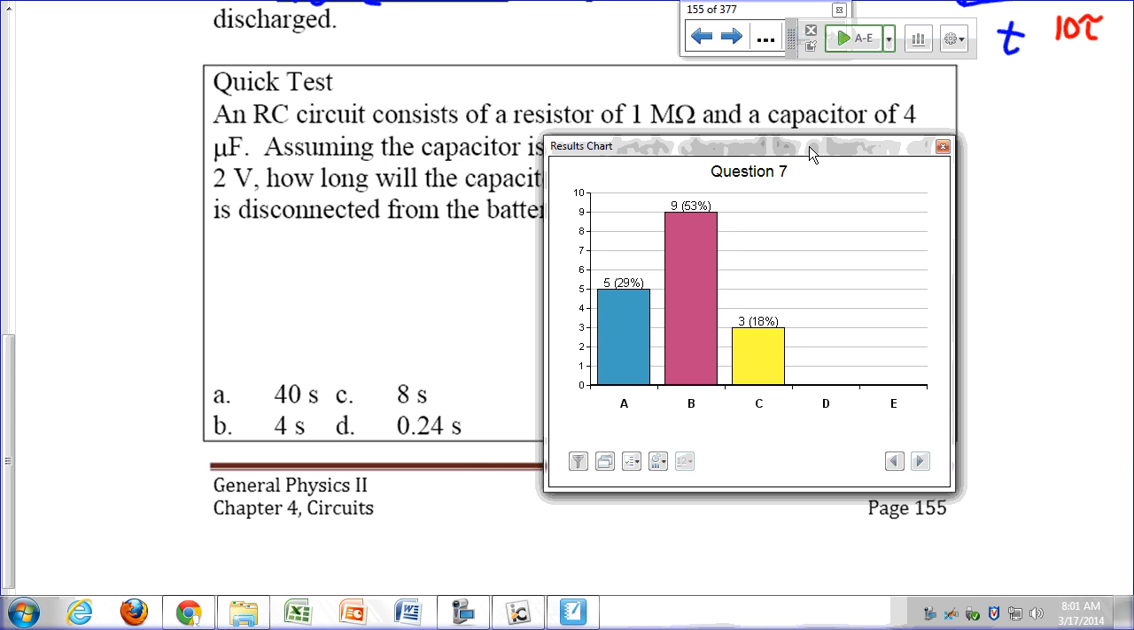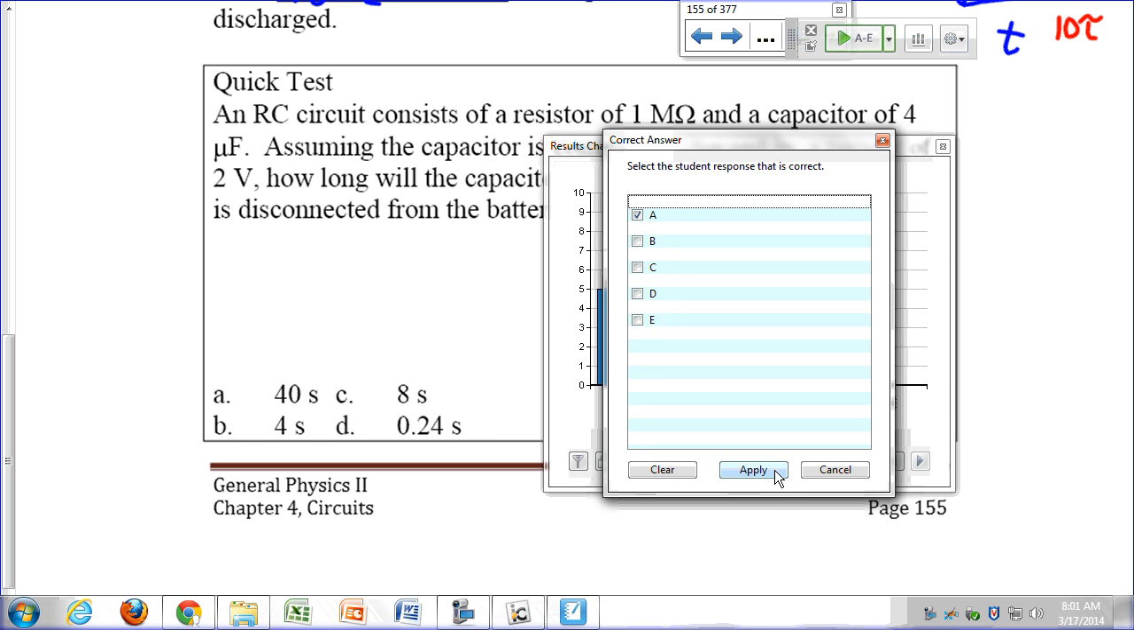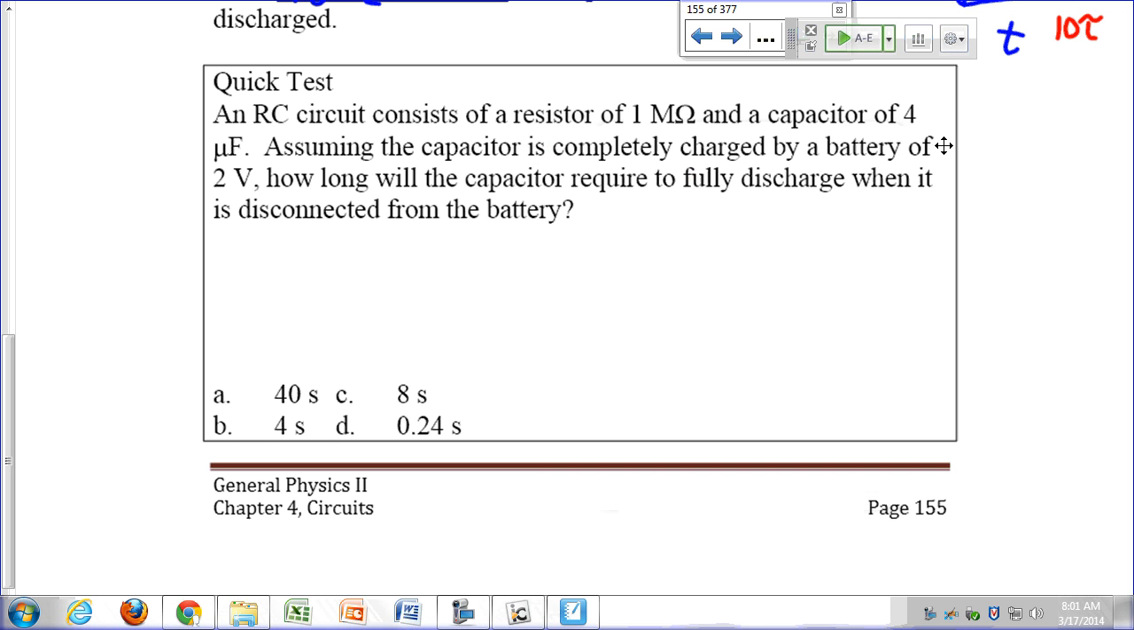All right, let's see. B must be popular. B is not right. What is B though? How'd y'all get B? That's the time constant, right? But remember, to fully charge or discharge, it's not the time constant, it's 10 times the time constant. So A is actually the right answer here. B is a good wrong answer because you were thinking in the right frame.